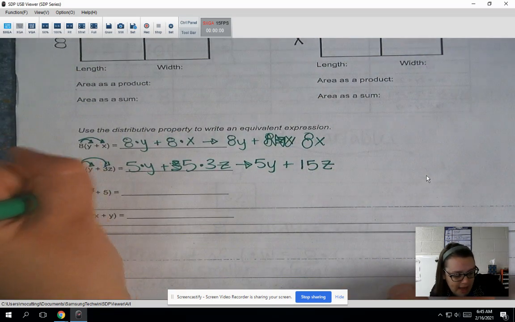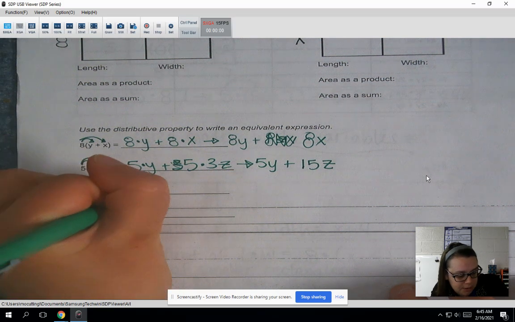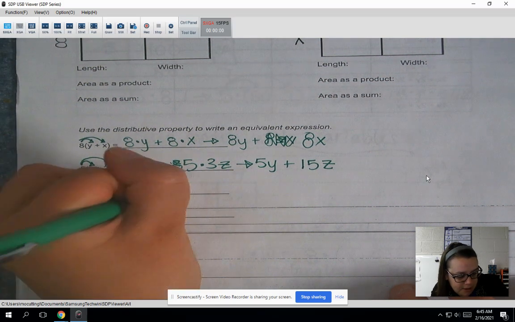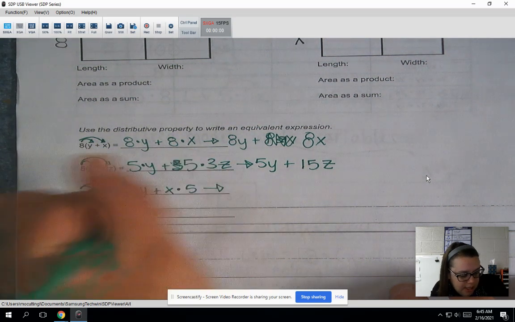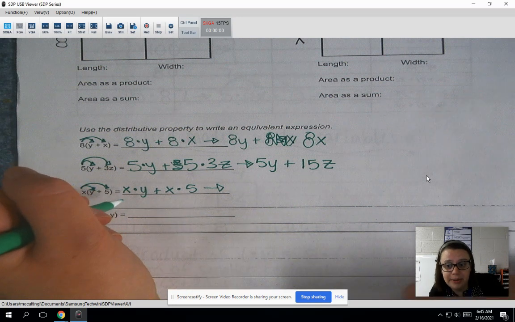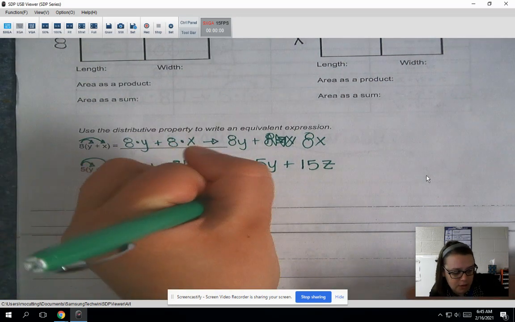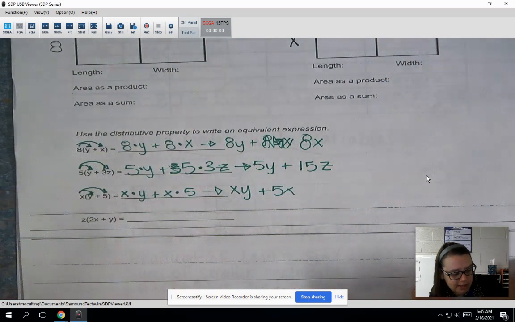Here I'm passing out the x with the times sign. So this is x times y plus x times 5, which is these two. I can leave out the dot as long as I put them in alphabetical order. So this is xy plus x times 5. We write that as 5x.